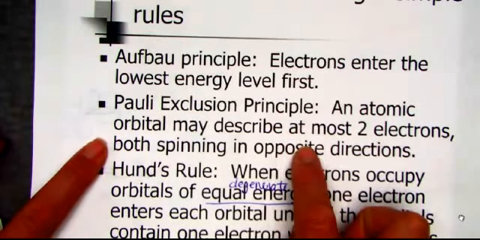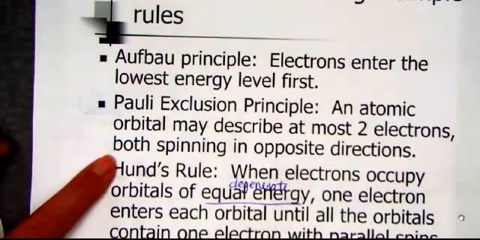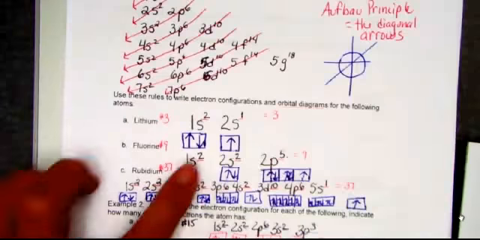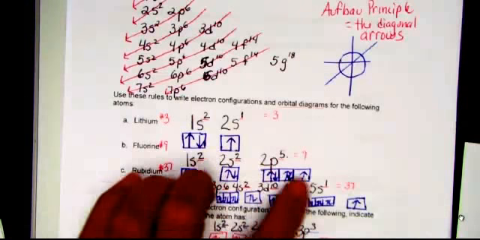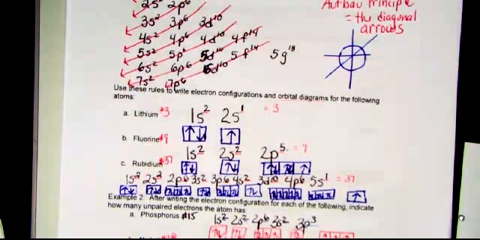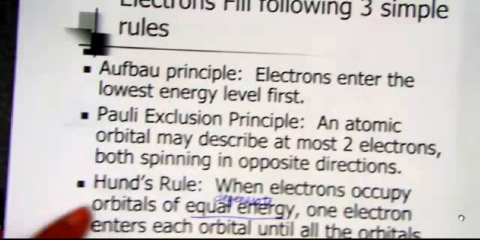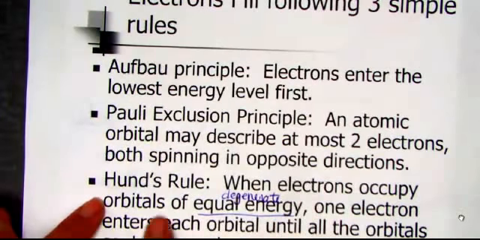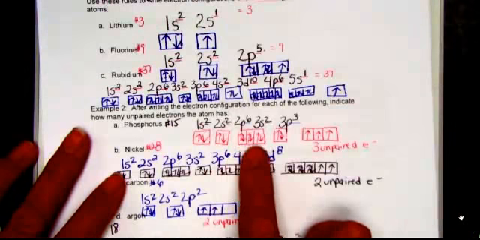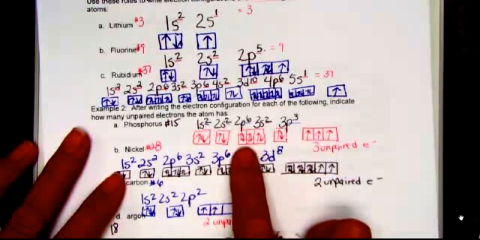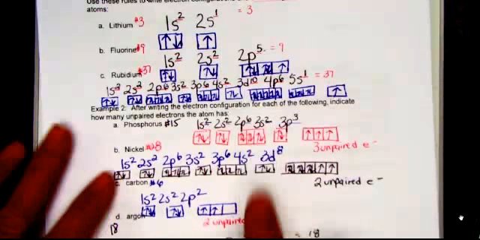An atomic orbital can hold at most 2 electrons, both spinning in opposite directions. Each one of these little boxes I've drawn here represents an orbital, and at maximum I can only place 2 arrows. Each arrow denotes an electron. Hund's rule: when electrons occupy orbitals of equal energy, 1 electron enters each orbital first, all with parallel spins, before you go back and give a partner. Place 1 electron into each orbital first before you go back and give partners.